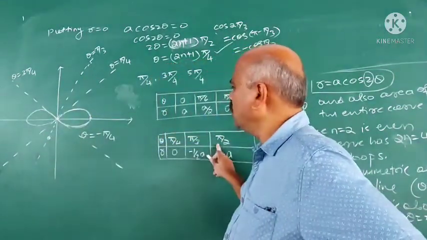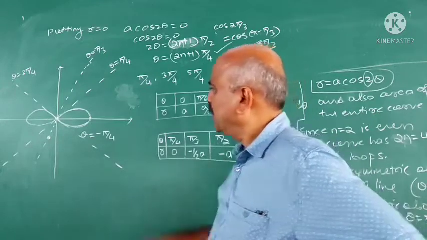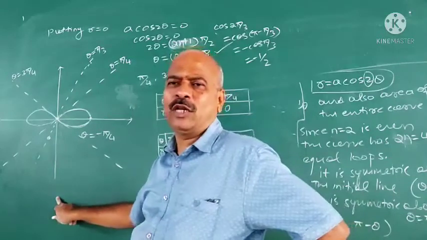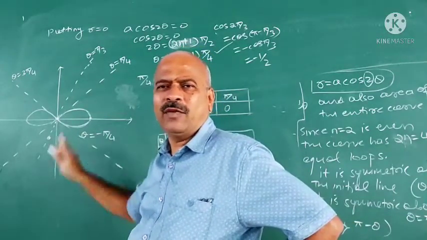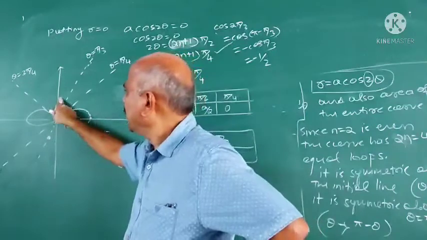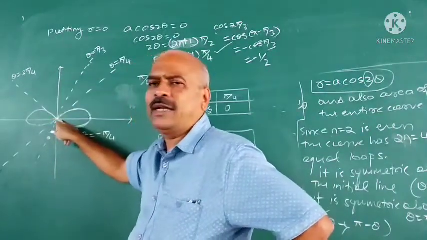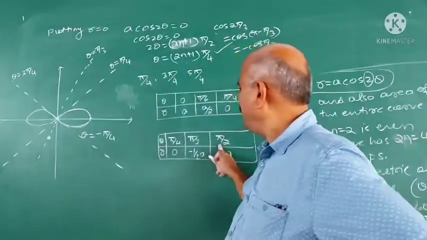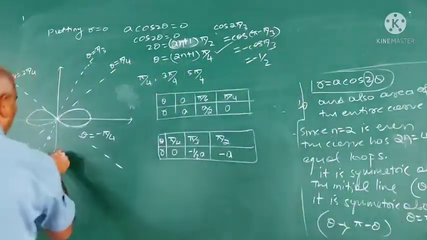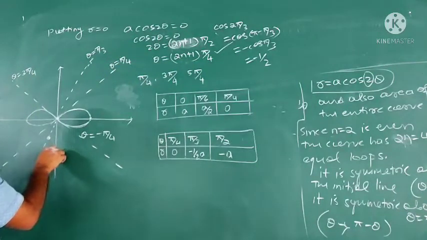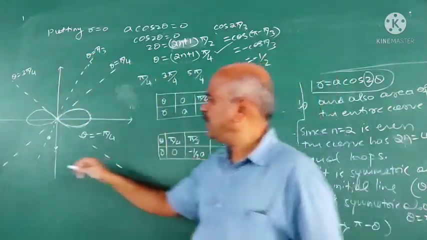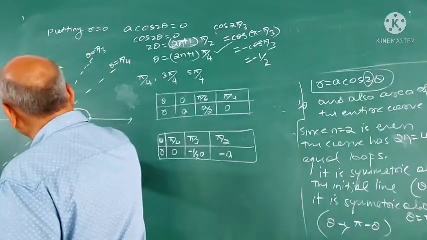And at pi by 2 it is minus a. Pi by 2 means this is pi by 2. Minus a means we have to take the opposite side. Understand, very important. Theta is pi by 2, perpendicular to the initial line, or the positive y-axis. When theta is pi by 2, r is minus a, which means you have to take a on the opposite side of this. So what is this point? Minus a, pi by 2. Therefore it is like this.